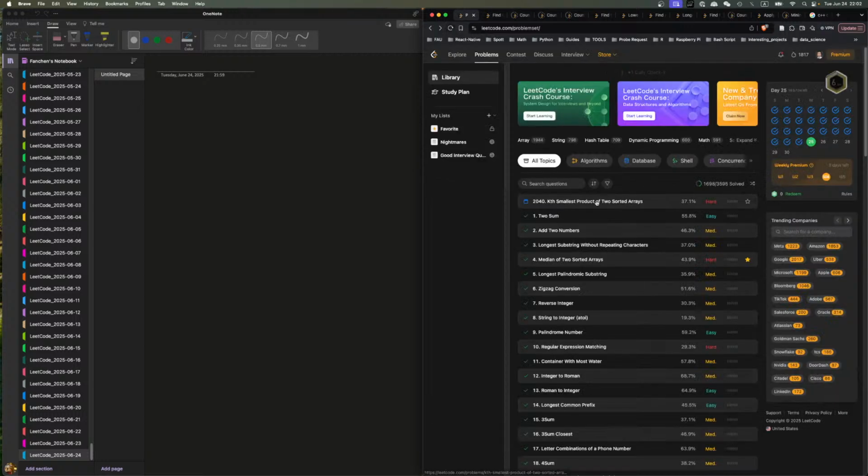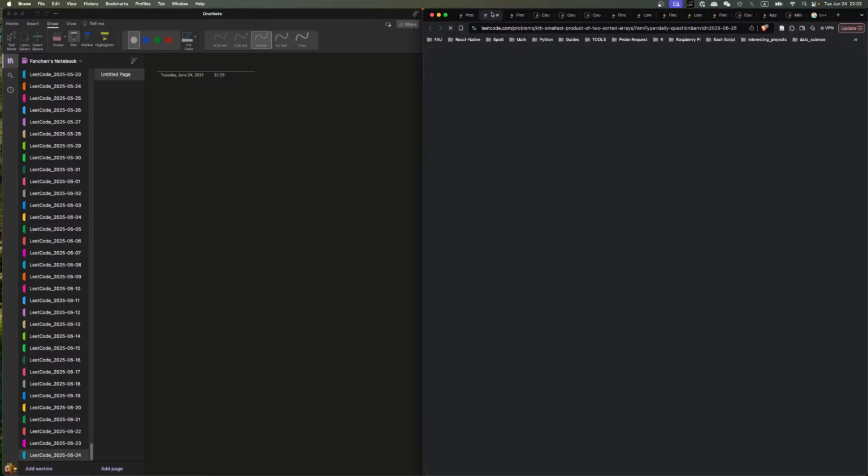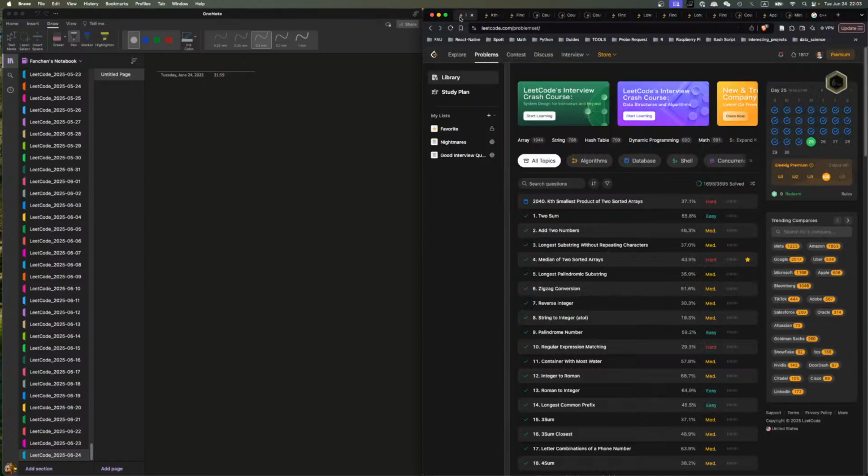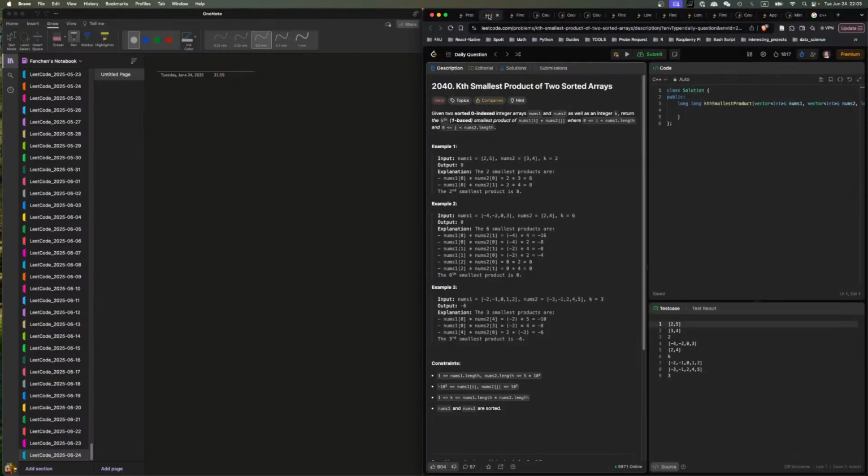All right, let's see what we have today. Oh, it looks like we're going to have a copy and paste. I don't really have much intention to solve a problem where we only have a 37% passing rate, pretty low. Kth smallest product of two sorted arrays.